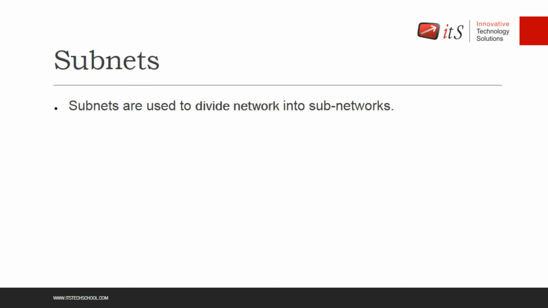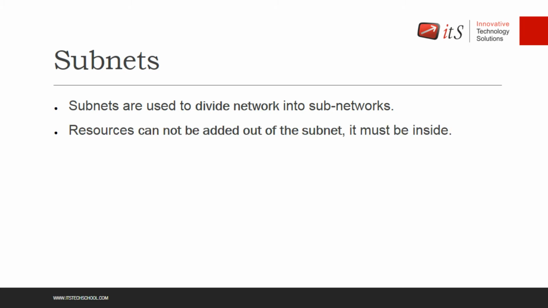Subnets can also be configured depending on the network connectivity. Like if you have a public subnet, that will be connected to the internet. If you have a private subnet, that will not be connected to the internet. So for dividing the VPC into sub-networks, we use a subnet, right? And the resources cannot be added outside the subnet. They must be inside the subnet. That means if you want to place your resources into the VPC, you must have at least one subnet with you. You cannot add resources outside the subnet.